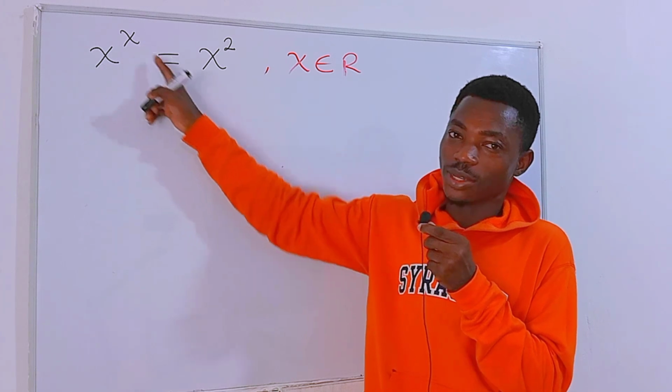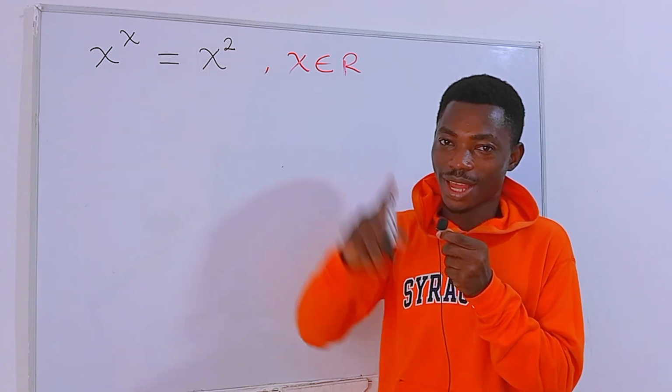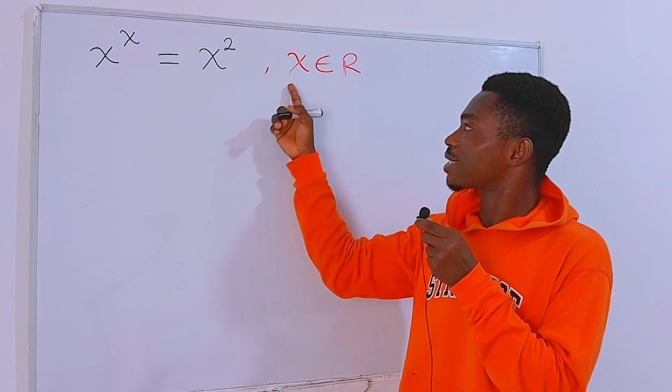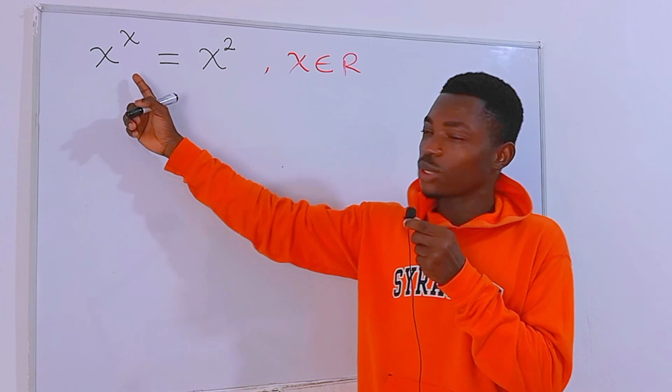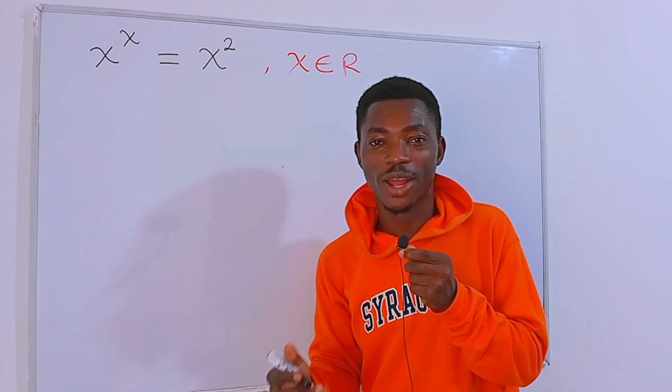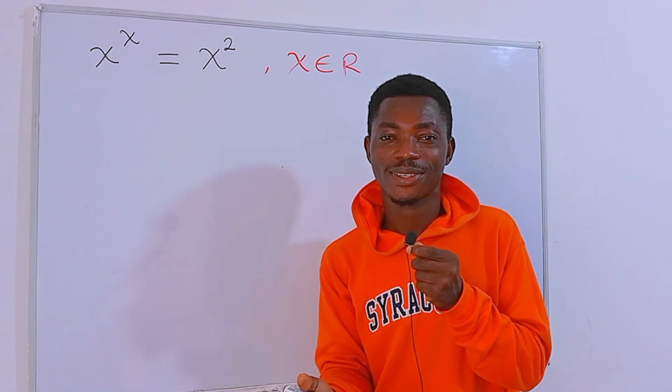Today we have this interesting question right here: x to the power x is equal to x to the second power. That is not all, that's a condition: x is a real number. And I believe with this condition, we can just look at the question and tell the answer straight away. So what is it?